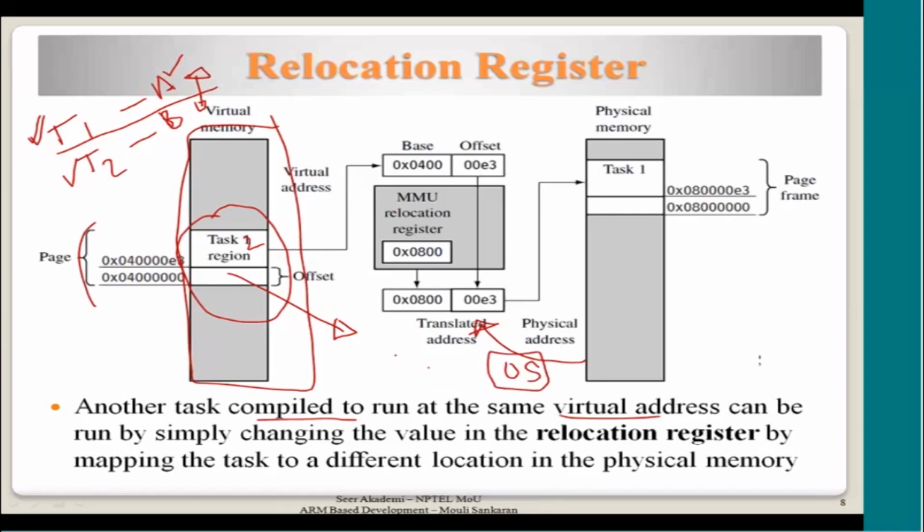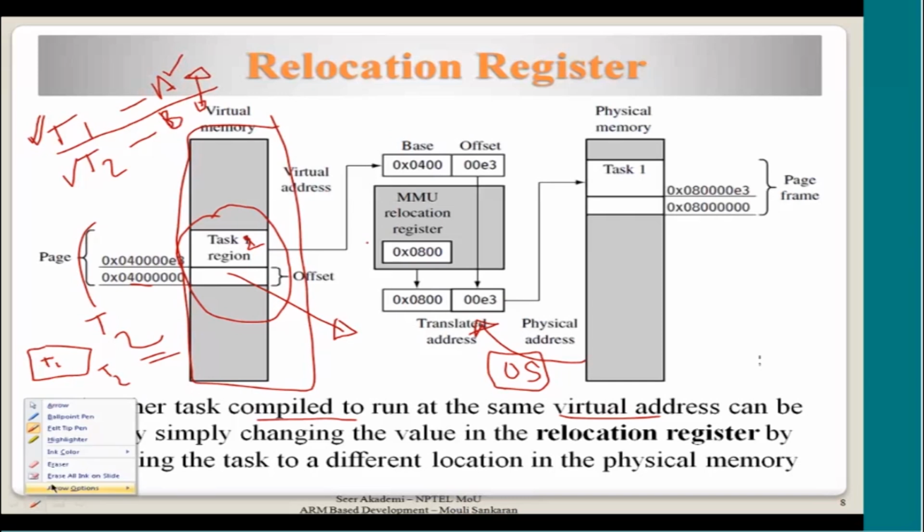So what happens with these addresses? It doesn't matter whether task 1 is assuming this or task 2 is also assuming the same address, no problem, as long as you know that ARM has only one processor, so either T1 or T2 will be running. Whenever T1 is running, I may assume the translation is like this. Whenever T2 is running, I will assume another translation, but I will configure the relocation register in the page table entry in the MMU so that the proper address is generated.